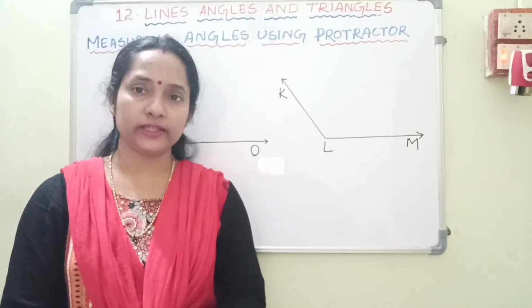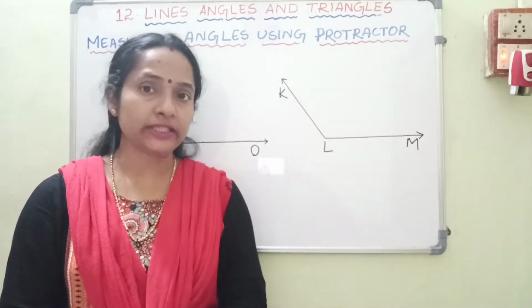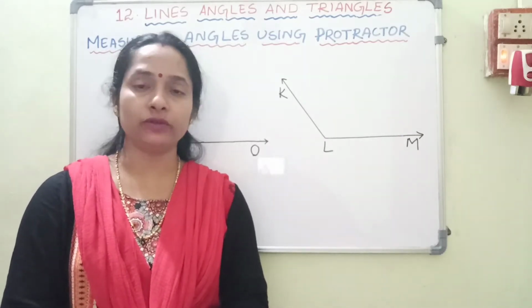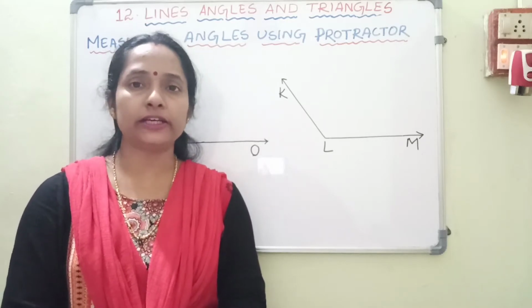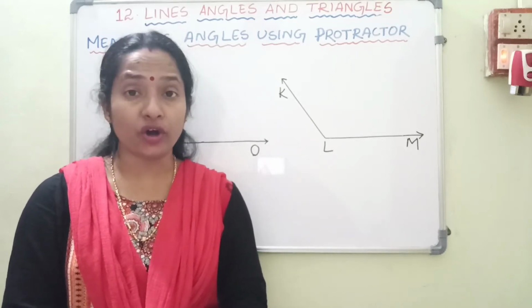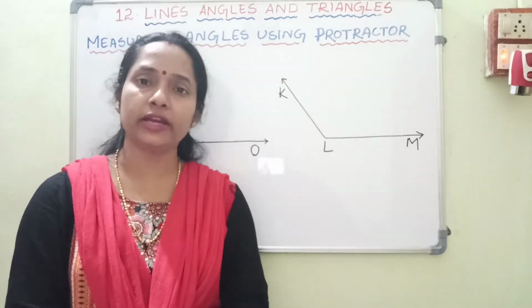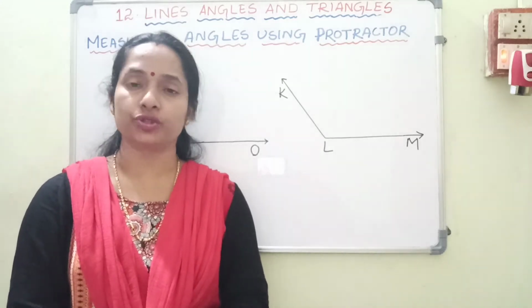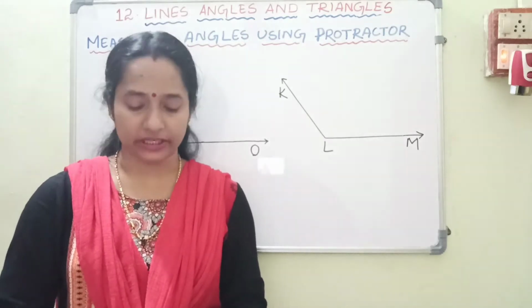Children, till now we learned what are the different types of angles, and angles are measured in degrees. Even we learned that we use protractor to measure an angle. So now we will learn how to measure an angle using a protractor, or how to draw an angle. Even we will learn how to draw an angle using protractor. So first of all, let us know more about the protractor.